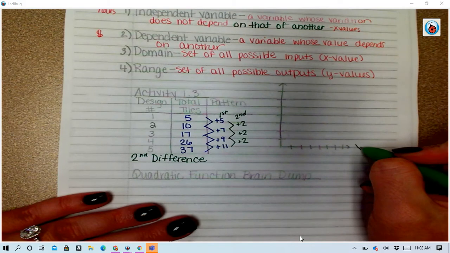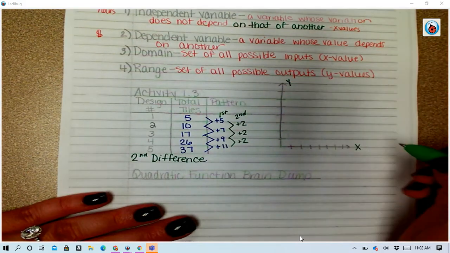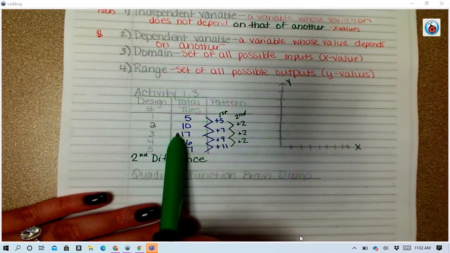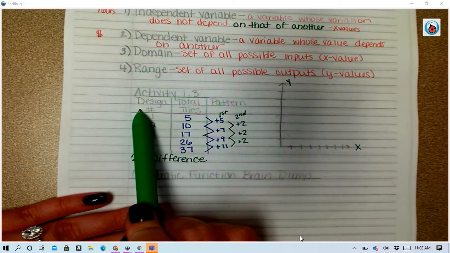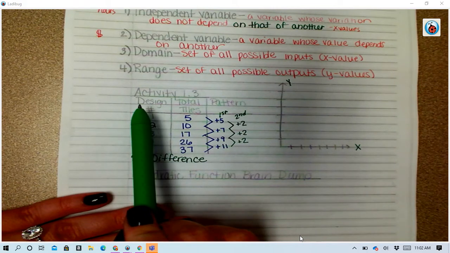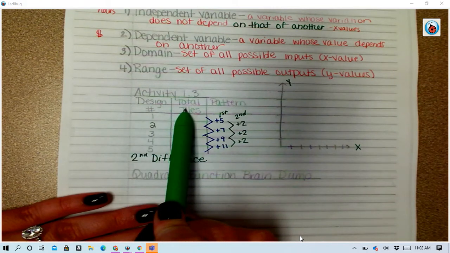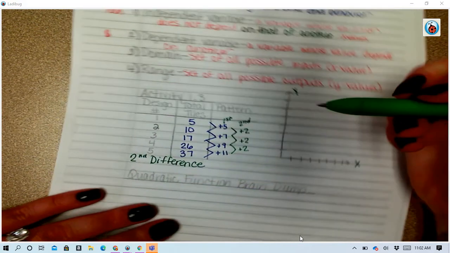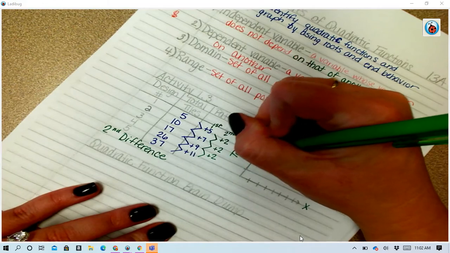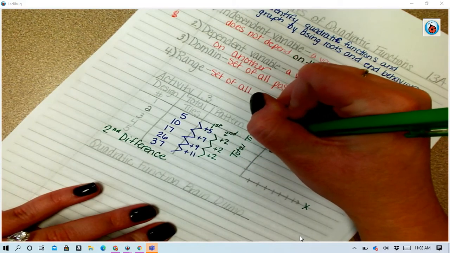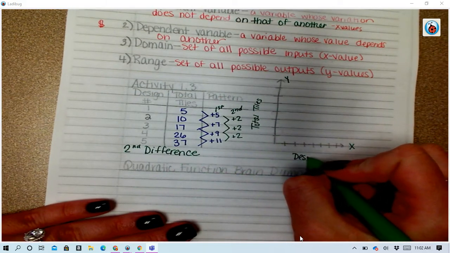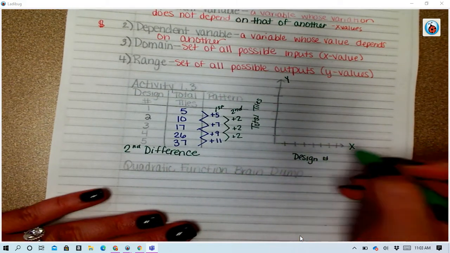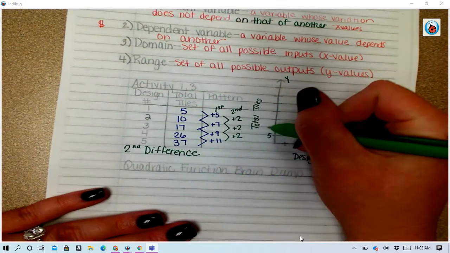This is your x-axis and your y-axis. So you have to decide which one's the independent variable. So does the total number of tiles depend on the design number, or does the design number depend on the total number of tiles? The total tiles depends on the design number, which means our y-axis is total tiles, and our x-axis is design number. On the y-axis, we're going to count by 5s.